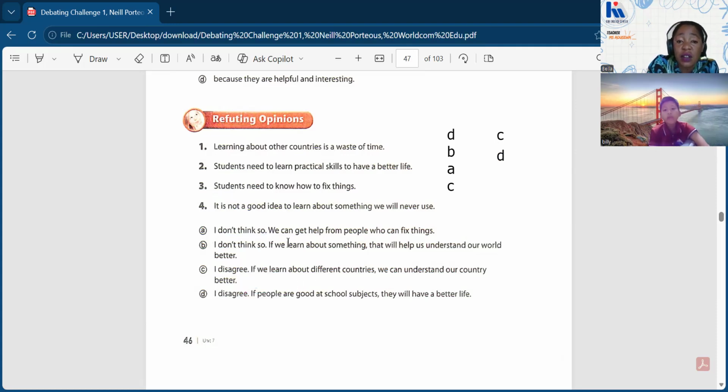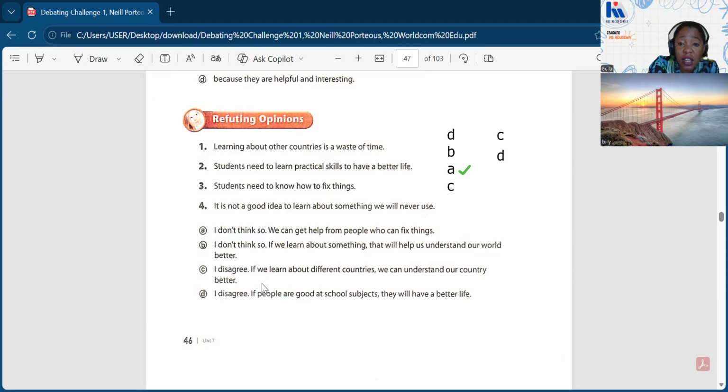And number three says students need to know how to fix things. And you chose A. I don't think so. We can get help from people who can fix things. Number three is correct, Billy. And number four, it is not a good idea to learn about something we will never use. And you chose C, which is not correct.